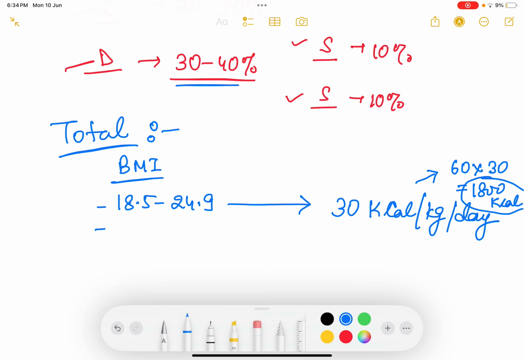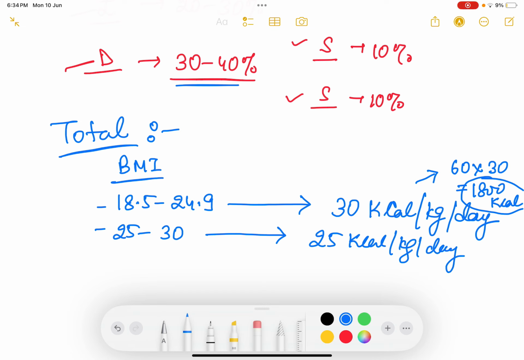Okay, if the patient is overweight, that is if the BMI is between 25 to 30, then we will feed less, so it will be 25 kilocalories per kg per day. And if it is more than 30 kg per meter square, then it decreases to around 15 to 20 kilocalories per kg per day.